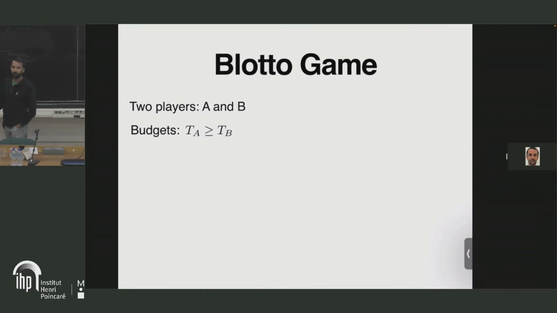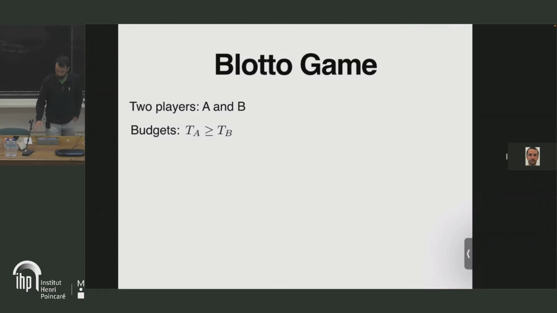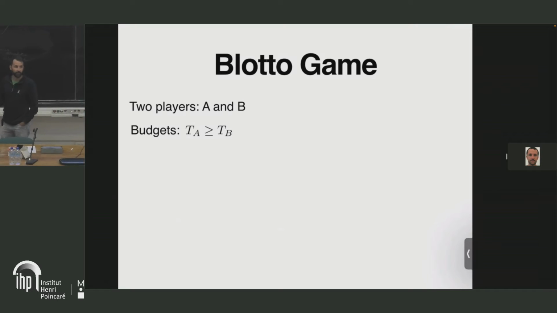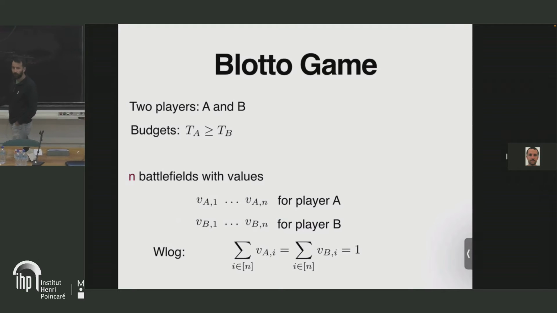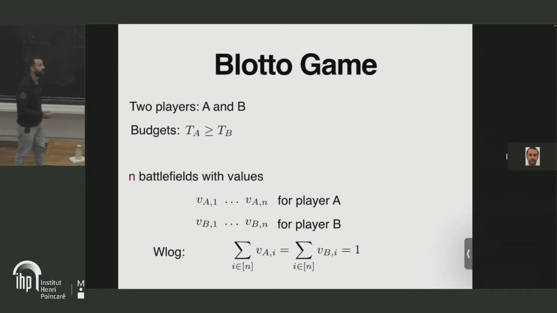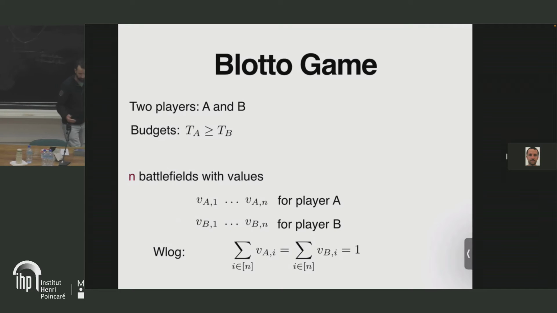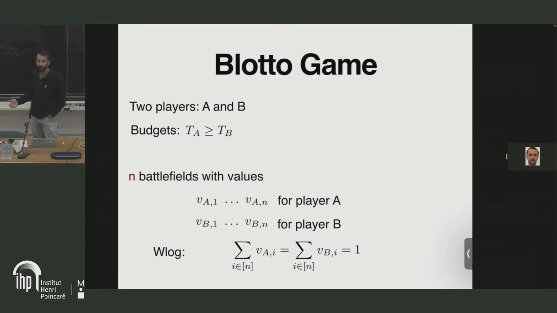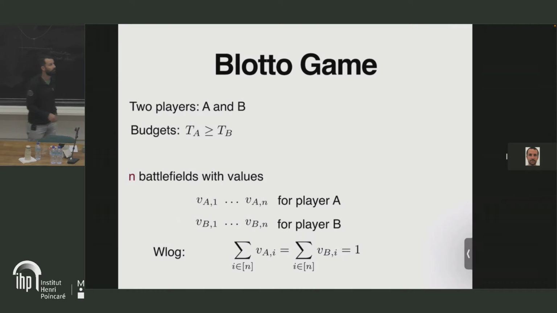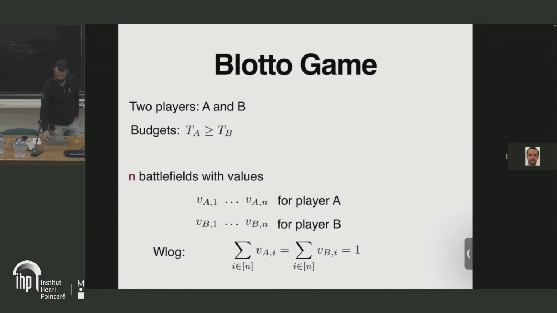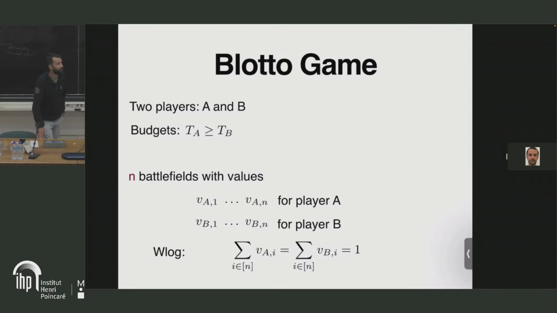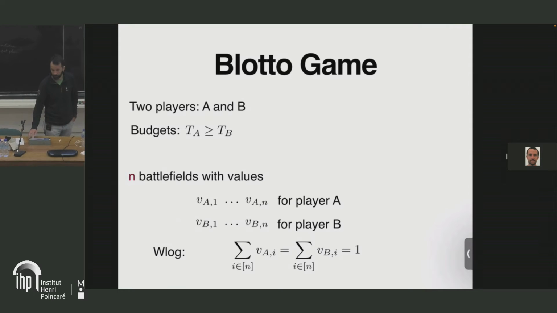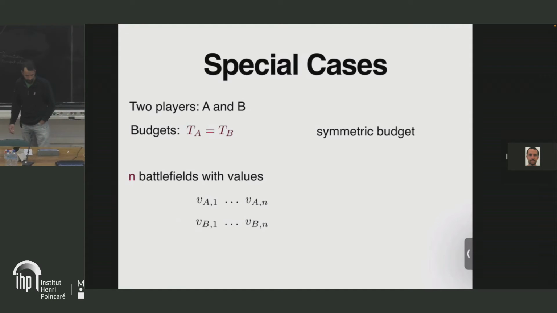So it's a two-player game that I will call A and B. Without loss of generality, I will suppose that the budget, or the number of troops, of player A is greater than or equal to that of player B. As I said, among those n battlefields that we're going to play, we will have different values for A and B. I will denote VAI for the values attributed by player A, and VBI for the ones for player B. Without loss of generality, I will assume that the sum of all these values is equal to 1. Otherwise, my game is just the same with a different scale factor.